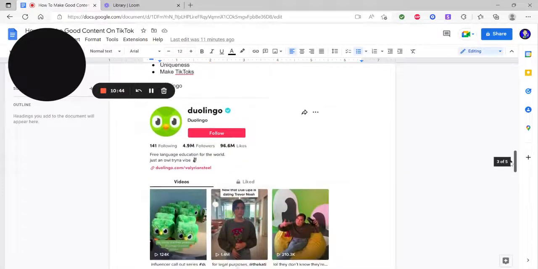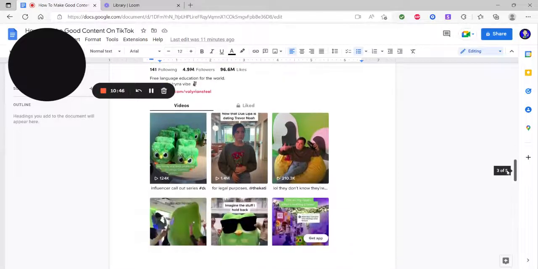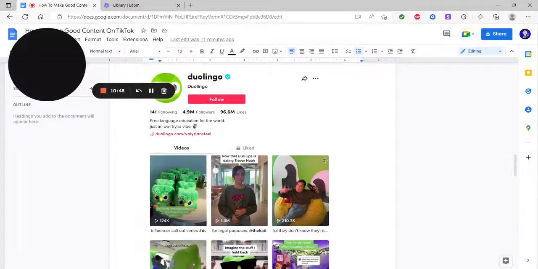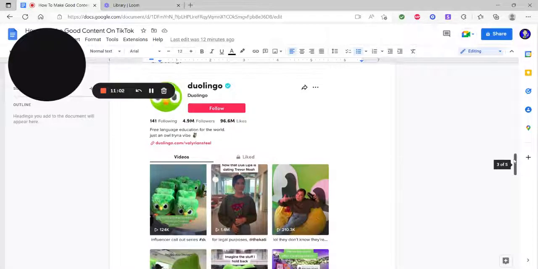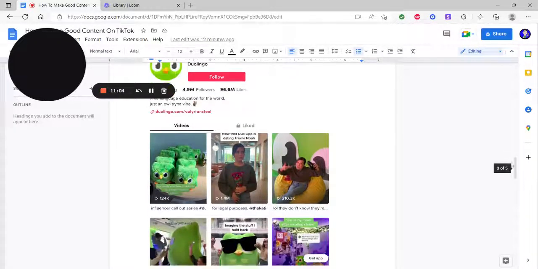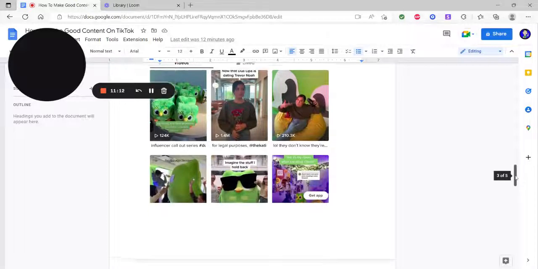Another one is Duolingo. Duolingo, of course, is a language education app that you can use for free. I've used it myself to learn a few languages, but of course it's not really the best platform. But again, I don't want to be too biased. Again, it's a great brand. And of course, when you think of Duolingo, what do you think of? You think of the owl, right? You think of the mascot.